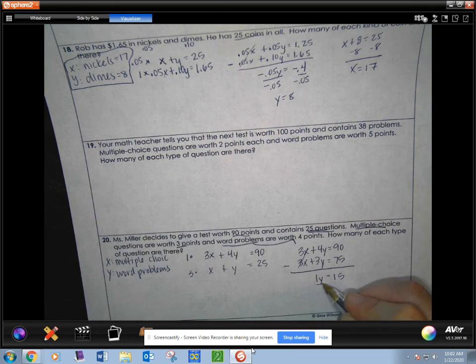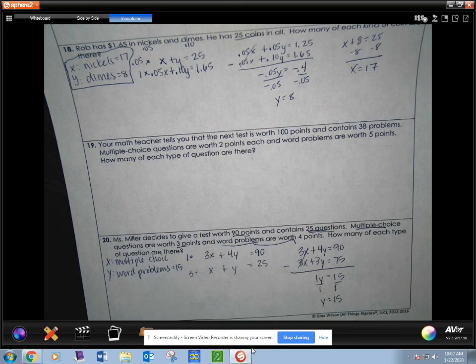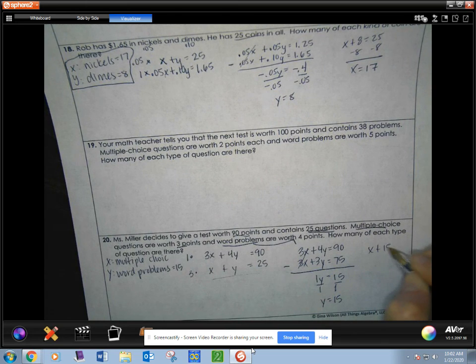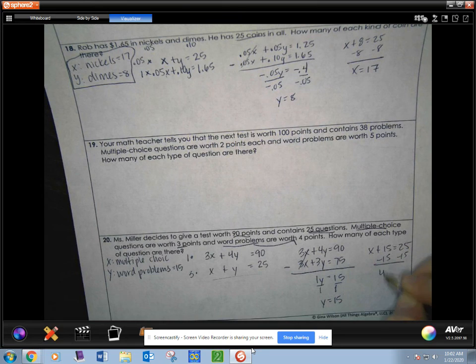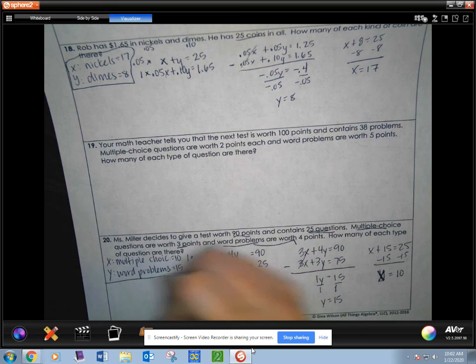If you needed to, you can divide by 1, but remember when 1's positive, it doesn't change anything. So I know there's going to be a total of 15 word problems. To figure out how many multiple choice, I'm going to use this equation. We're going to do x plus 15 equals 25. I subtract the 15, and that's an x, not a y. And x equals 10. So I have 10 multiple choice.